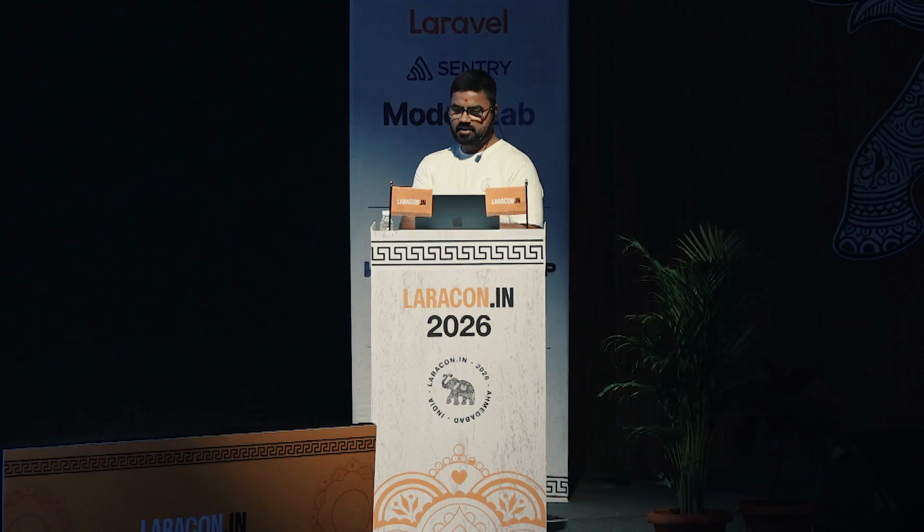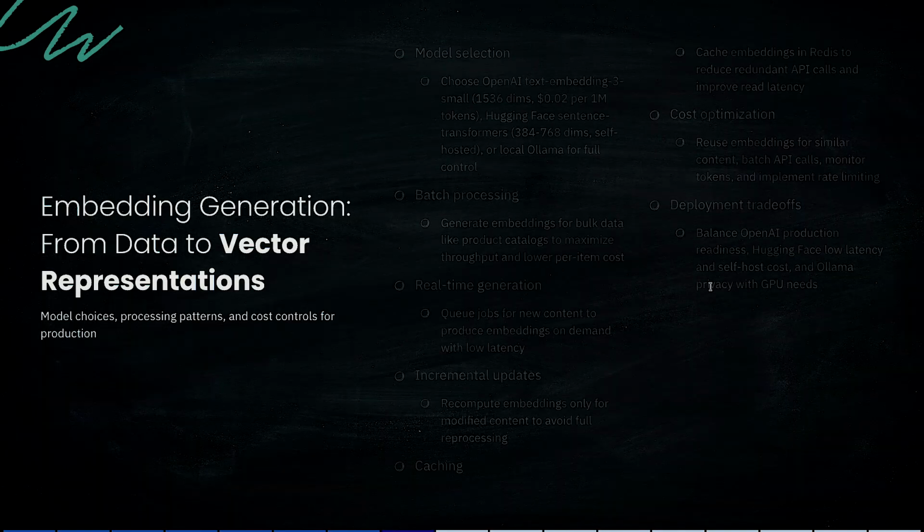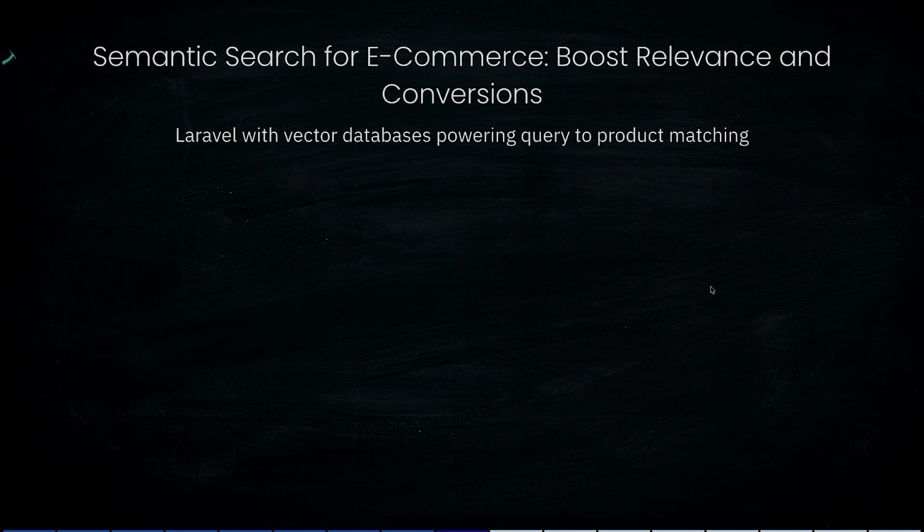Next one is the deployment trade-offs. So balancing OpenAI for production readiness, Hugging Face for low latency and self-hosted cost, and Ollama for privacy and GPU needs. These are the things that will come into the picture when you are dealing with production data.